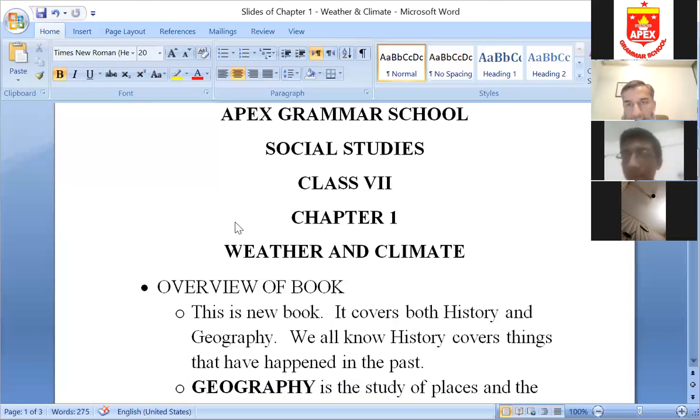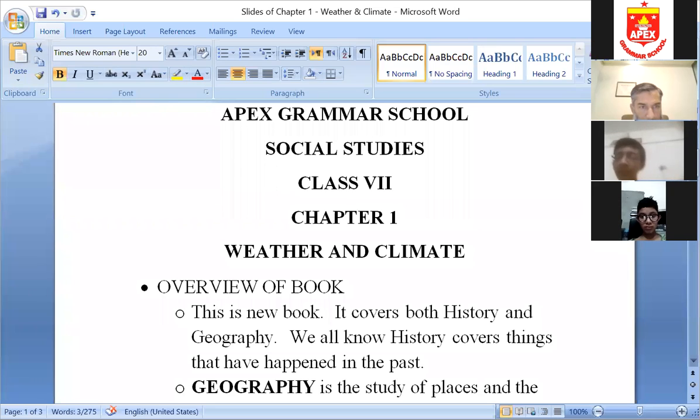Social Studies, class 7 beta, we are going to start chapter number 1, which is weather and climate. You have already done history and geography in class 6. Now let's continue with the same concept in class 7. But we have changed the book.